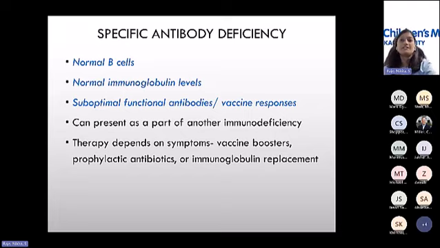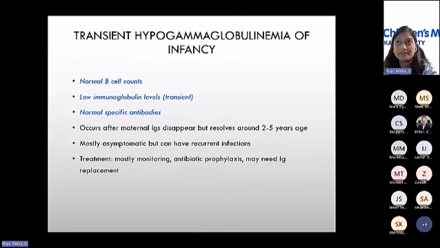Specific antibody deficiency means their B cells are normal in number, immunoglobulins are normal in number, but the response to vaccines is low. These patients can present just by specific antibody deficiency or as a part of another immunodeficiency. Treatment, again, depends on presentation: just monitoring, giving them vaccine boosters, prophylactic antibiotics, or immunoglobulin replacement.